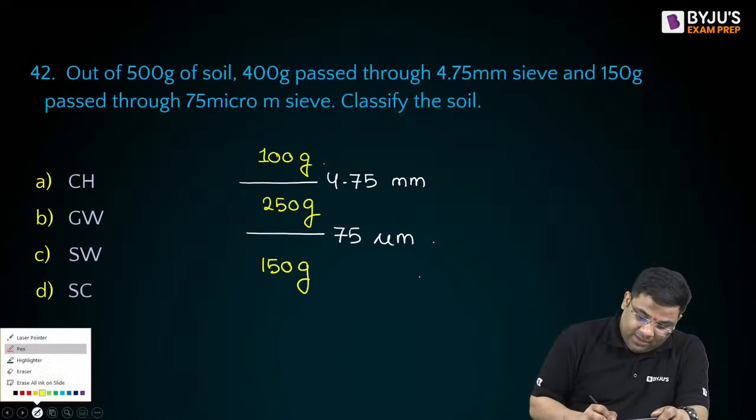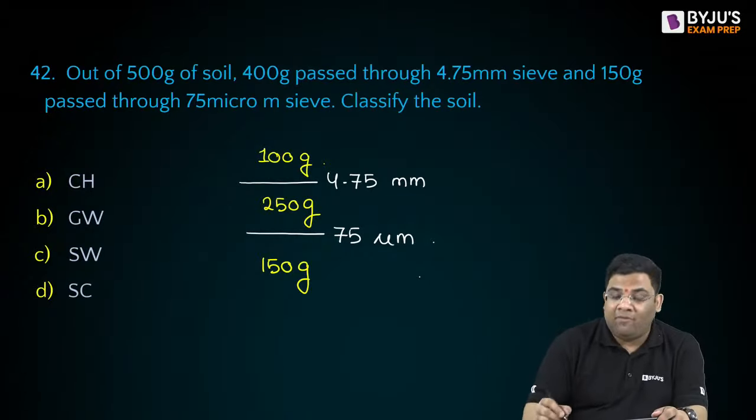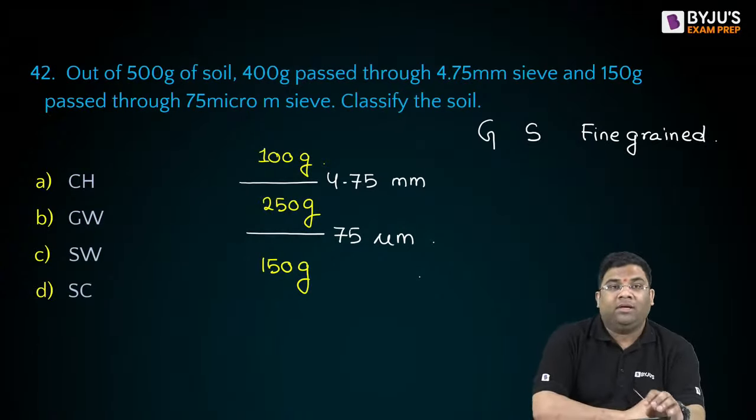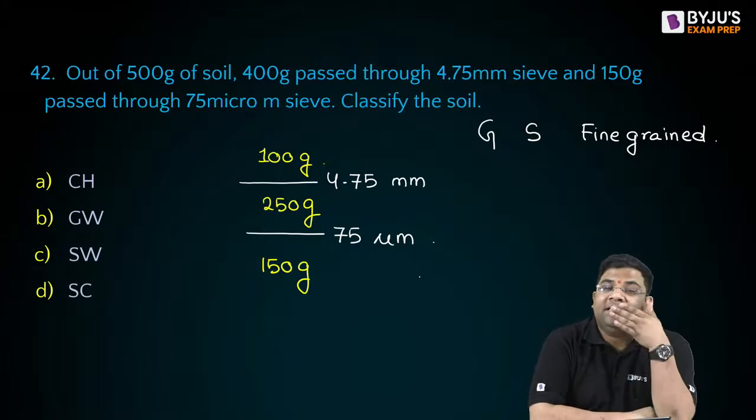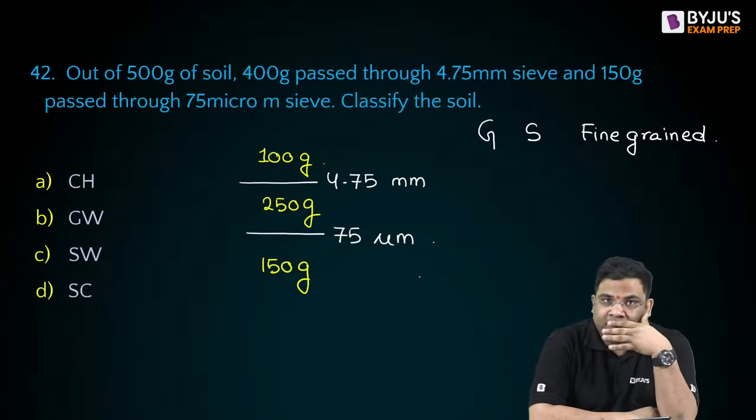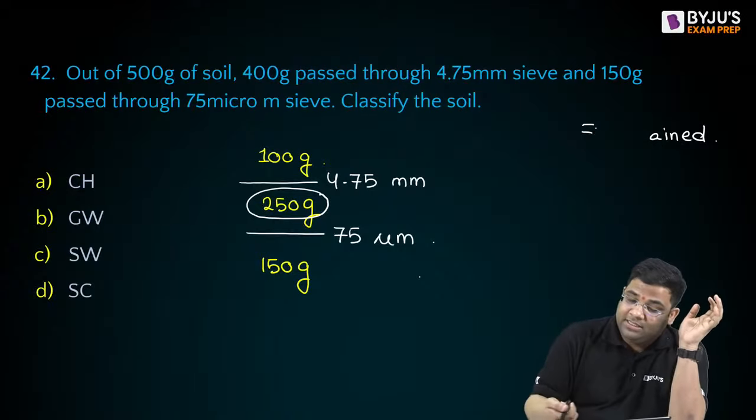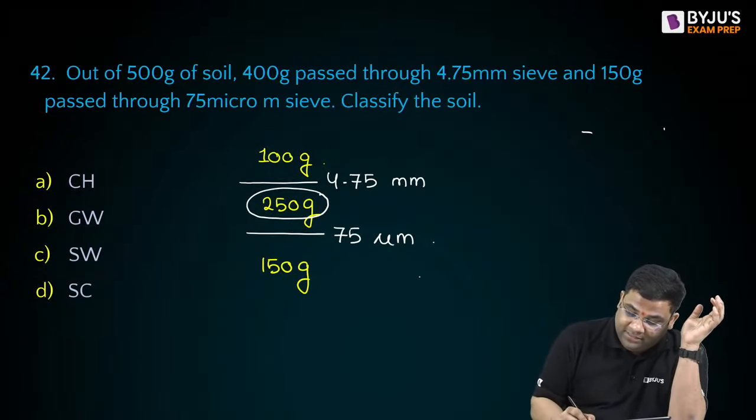Now tell me, this is what? Is this gravel or sand, or is it fine grained? Then judge by what? By just seeing the amount of particles, the weight of particles. Is it gravel, is it sand? You see, the maximum one is sand. So this is sand. First thing, this is sand.